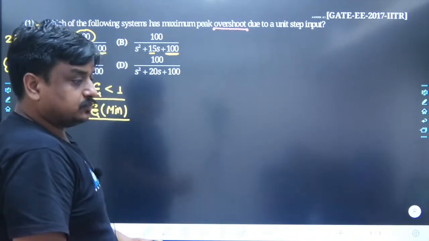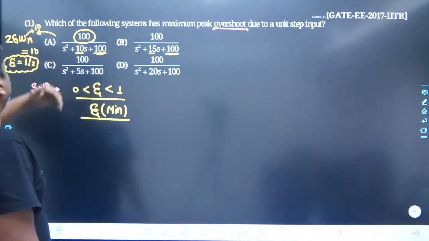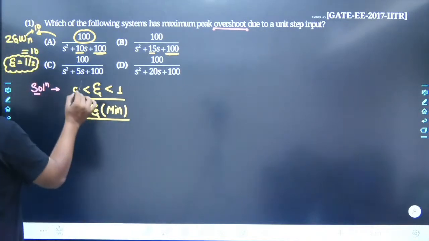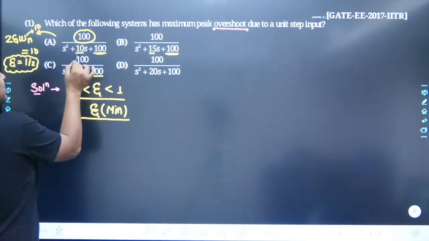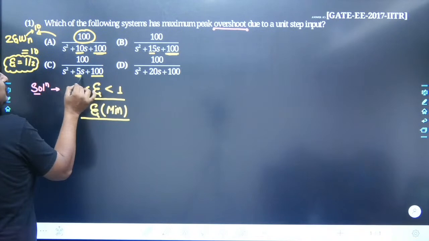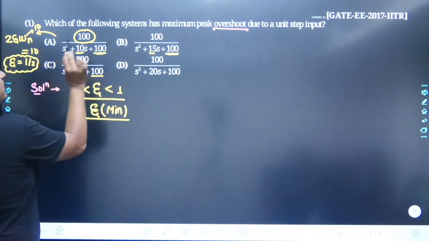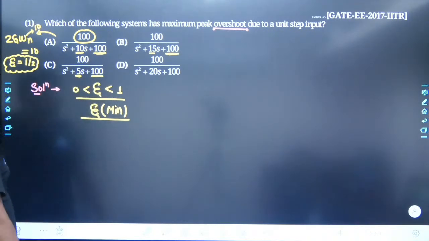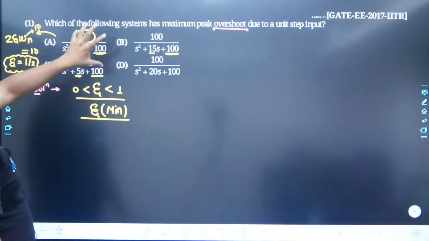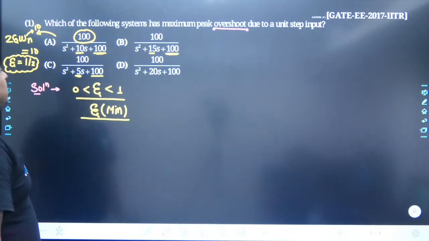Yes. In the same sequence, if you go ahead with option C, again the omega n is the same, but instead of 10, the factor over here is 5. So obviously the value of zeta has decreased. If I take the reference of 1, 2 and 3, where the value of zeta is minimal, at least in the starting 3 options, C has the minimal value of zeta.